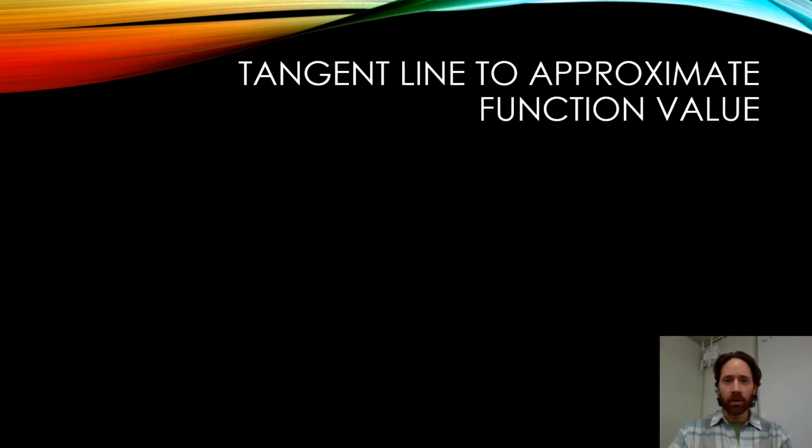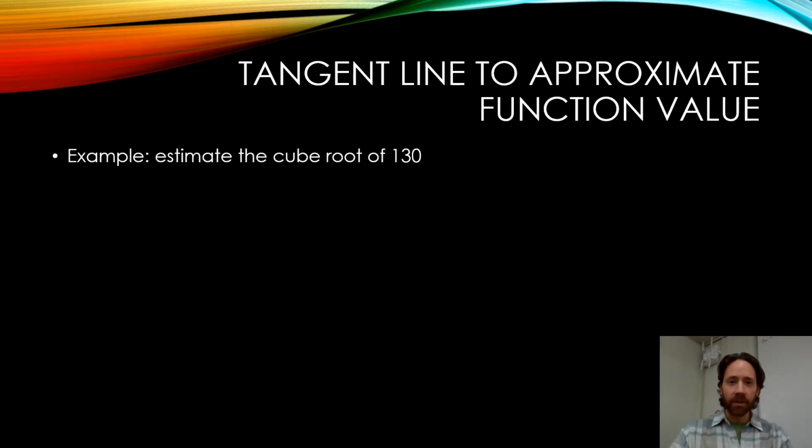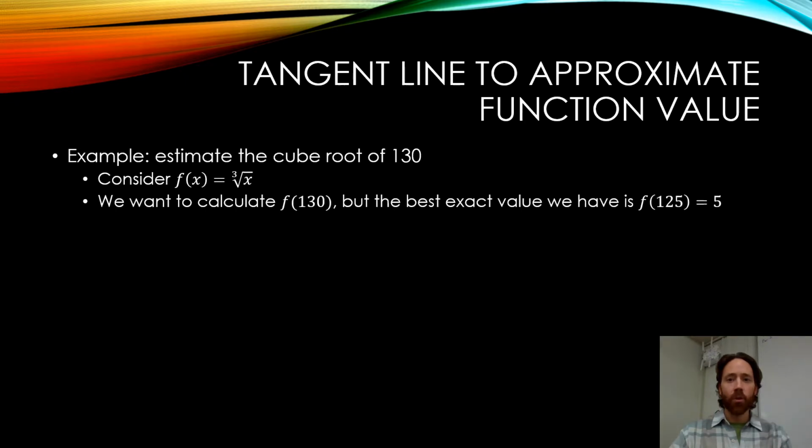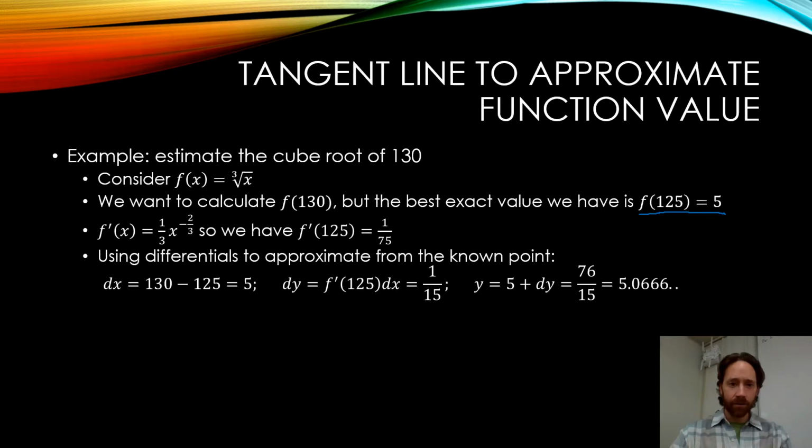Okay, so suppose you want to approximate the value of a function, let's say by hand. So just as a quick example, what is the cube root of 130? You could probably at least get a rough guess in your head if you know that 125 is 5 cubed. So we want to think about the cube root function, and we want to use the known value that the cube root of 125 is 5. Starting from there, we also know the derivative. So f prime, using the power rule, is 1/3 x to the minus 2/3 power, plug in 125 for x, and you get f prime is 1 over 75.